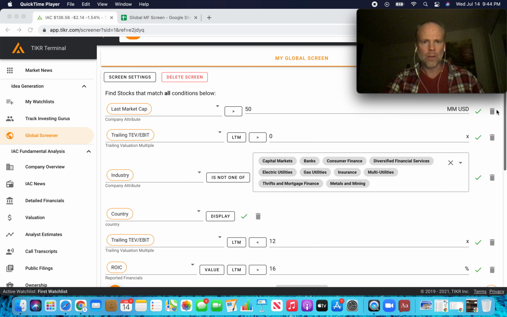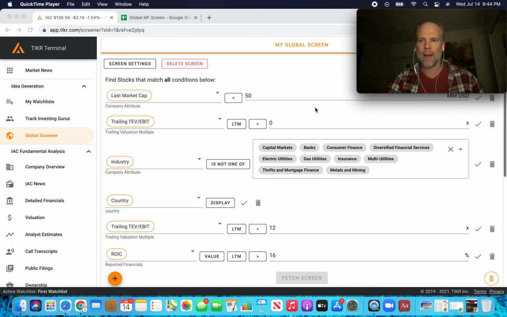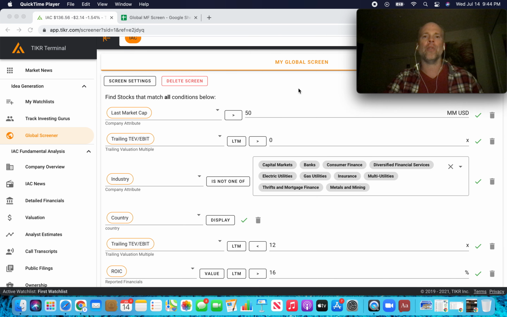So let's dig into how I set up the screen. You get into TIKR Terminal, you click this global screener, and then you add different filters to the screen. This first one is simply greater than 50 million US dollars market cap. This is the same setting that the Magic Formula stock screener uses. So that's the same. We could make it smaller, but I left it at 50 million minimum.